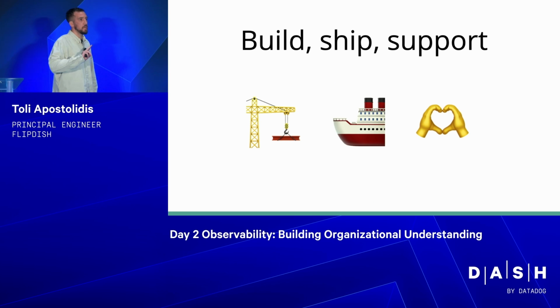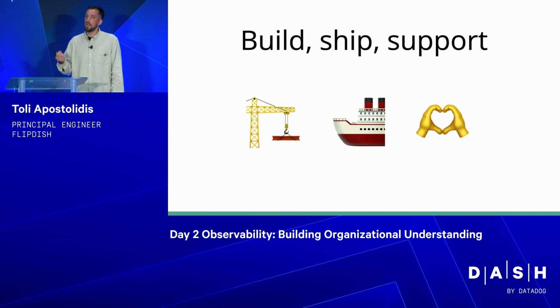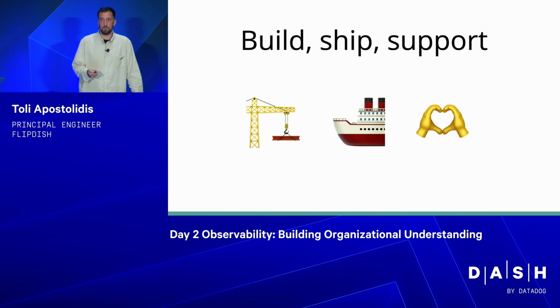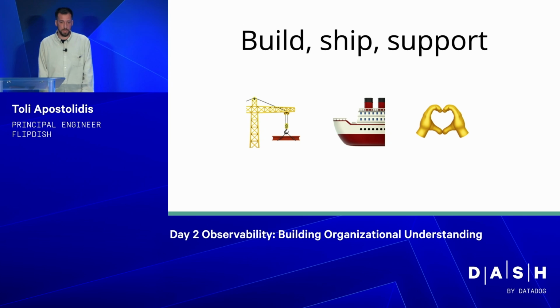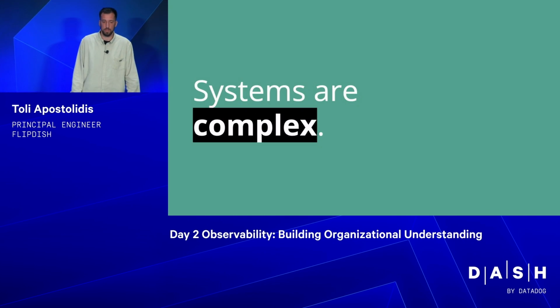The second point I want to make about observability is that increasingly teams are building, shipping, and supporting their own software. Although we've got really good at building and shipping, it's really hard to support your own software, especially if you're a developer, especially if you're a cross-functional team. So observability is a key capability that can help you do this.